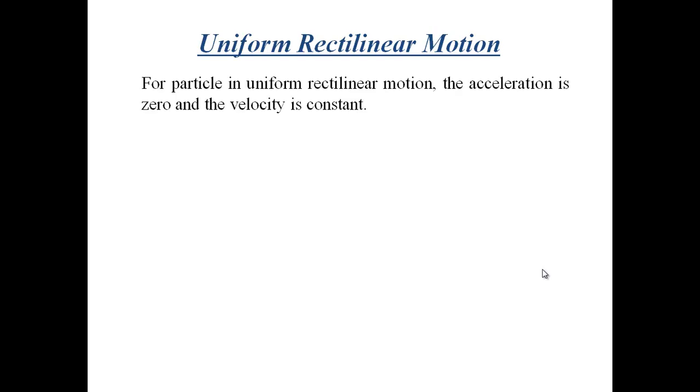First, we are going to derive the equations that describe uniform rectilinear motion. Uniform rectilinear motion is a type of straight line motion that is frequently encountered in practical applications. In this motion, the acceleration of a particle is zero for every value of time. Therefore, the velocity will be constant.